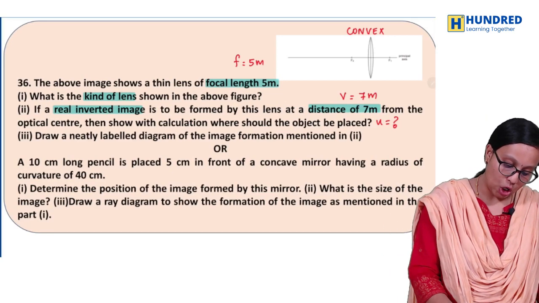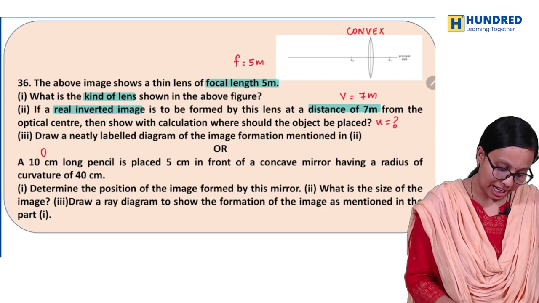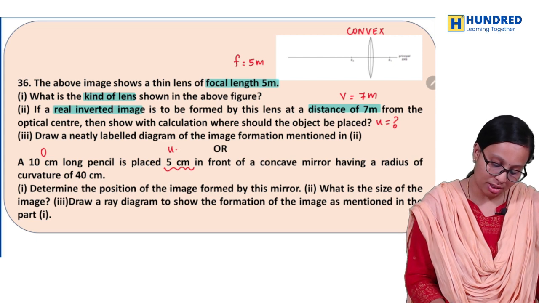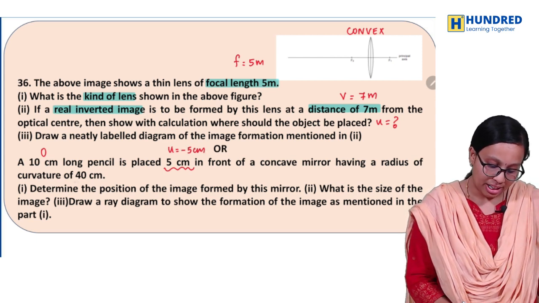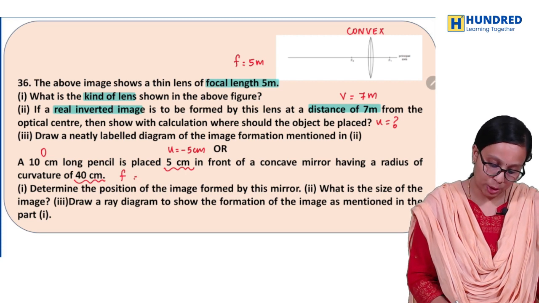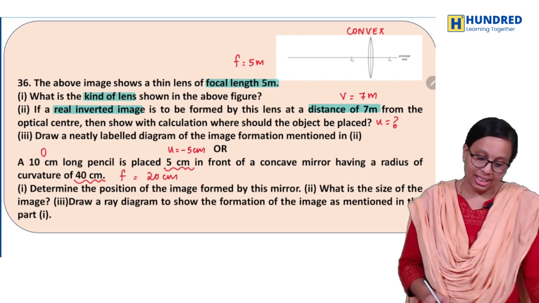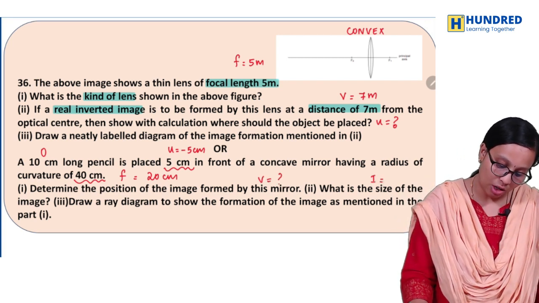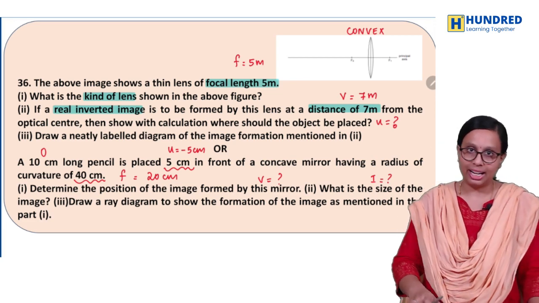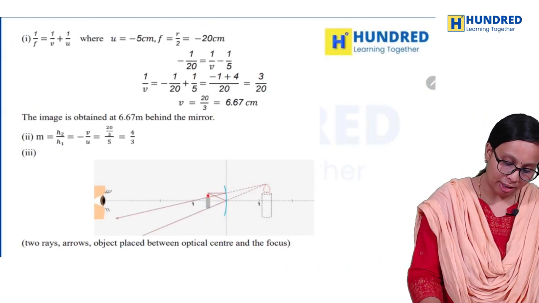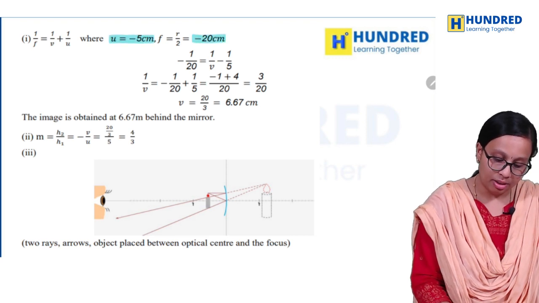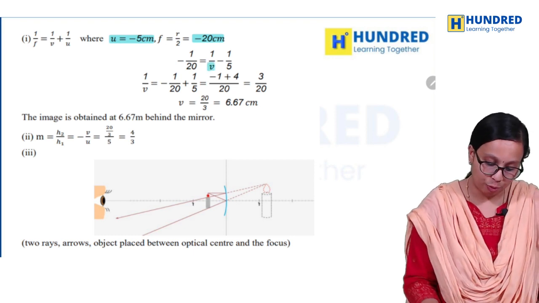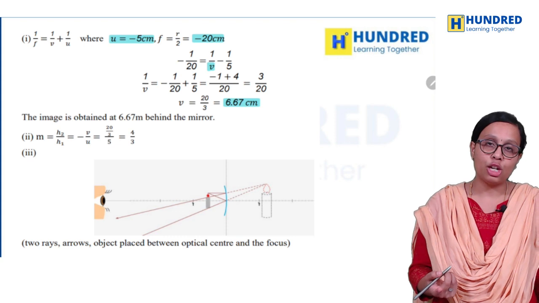Then a 10 centimeter long pencil. So they have given the height 10 centimeter of the object. Is placed 5 centimeter in front of a concave mirror. So U is equal to minus 5 centimeter. Radius is given, so we can find the focal length. It will be 20 centimeter. Now find the position of the image. V is equal to question mark. Size of the image I or H dash is equal to question mark. Draw a ray diagram. So here again it's a direct formula substitution. We know the value of U. Then focal length is going to be half of the radius. So we know the value of focal length. We are going to find the value of V. So V is 6.67. So magnification formula is V by U.